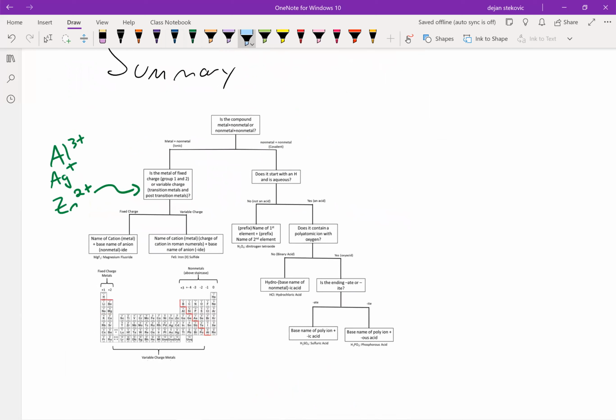And so take a look at our handy dandy periodic table. Carbon's right there, oxygen's right there. Is the compound ionic or covalently bonded? Of course, we know this one's a covalent bond. Does it start with an H and is it aqueous?